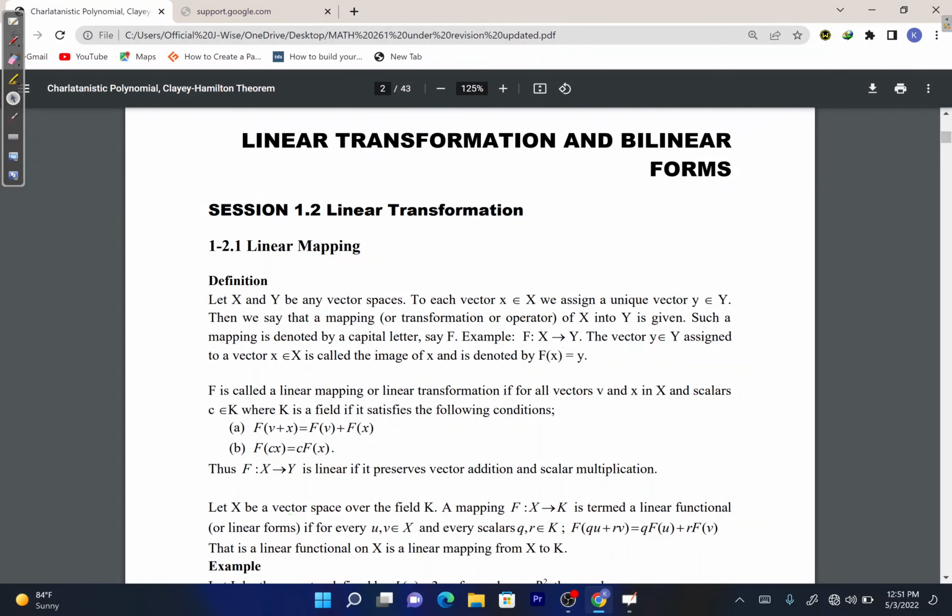Hello and welcome to our study of linear algebra. Our topic for today is linear transformation.